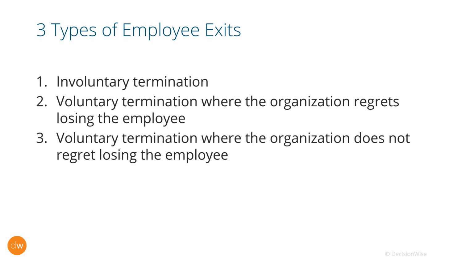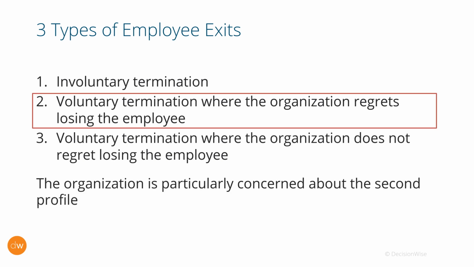The second group is people that are leaving the organization willingly, and the organization really regrets losing that employee. They hate to see that person go. And then the third category is voluntary termination, where the organization, let's just put it this way, does not regret losing the employee. So there's these 3 categories of employees. The one that we care most about is the second category, people that are leaving the organization voluntarily and the organization regrets losing that employee. That was somebody that the organization wanted to retain.